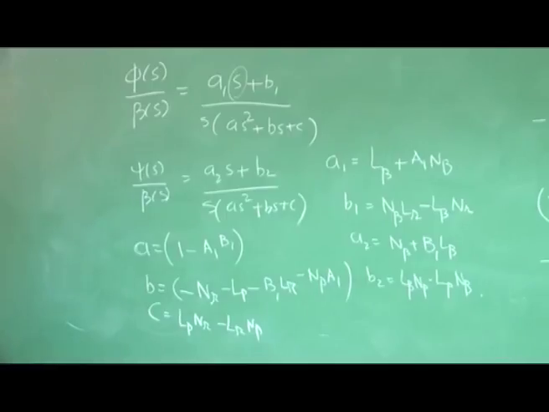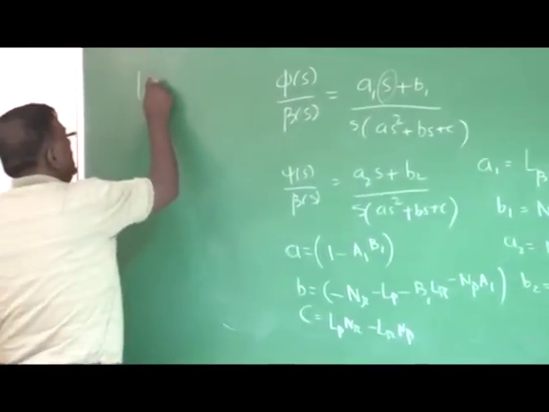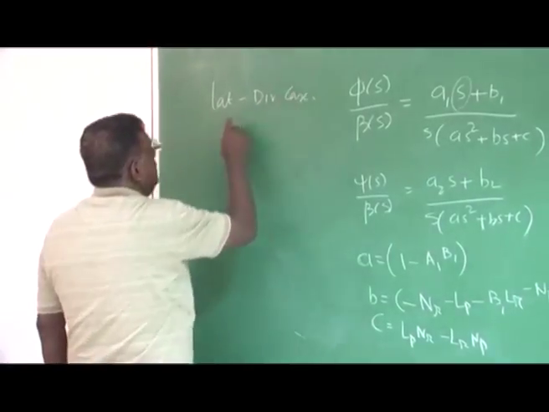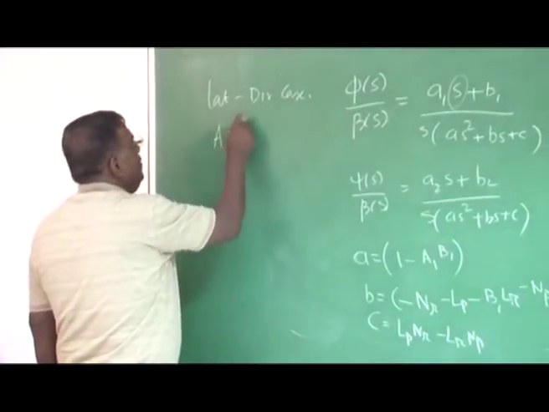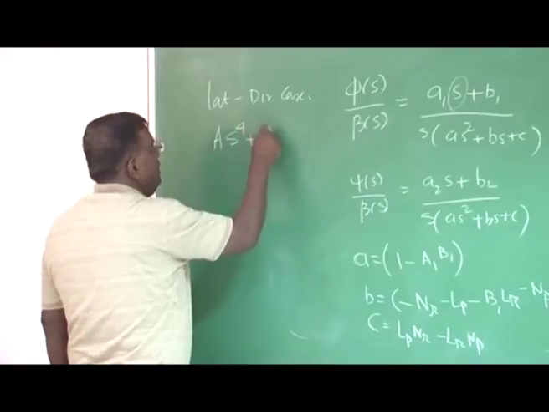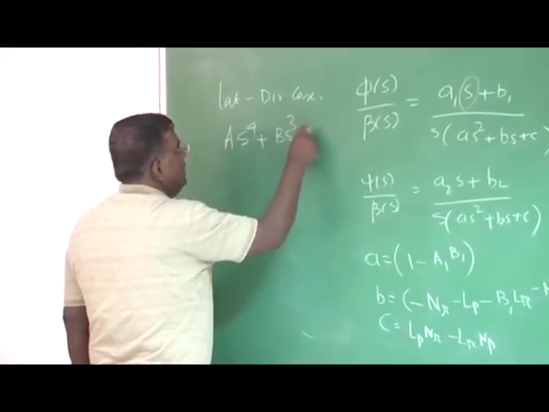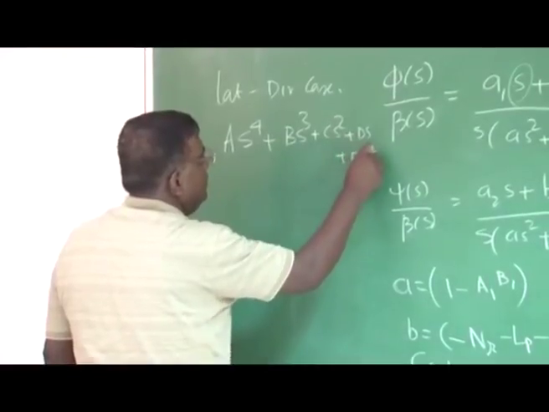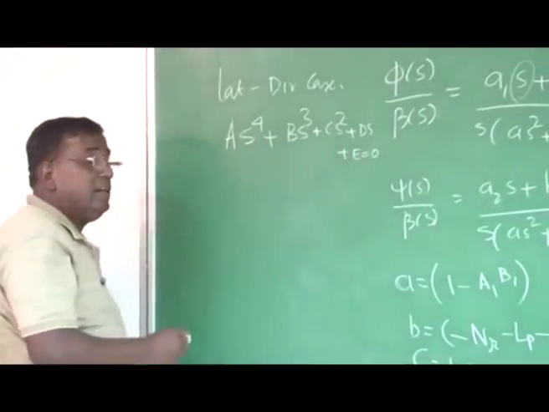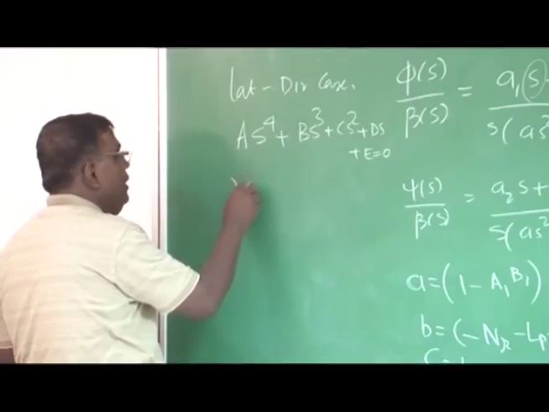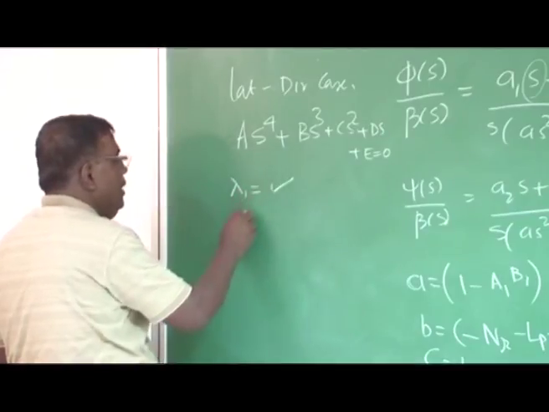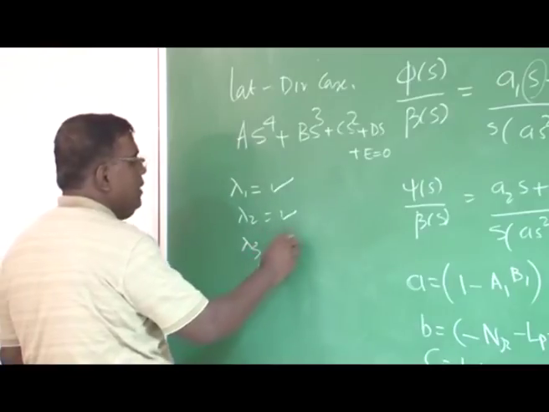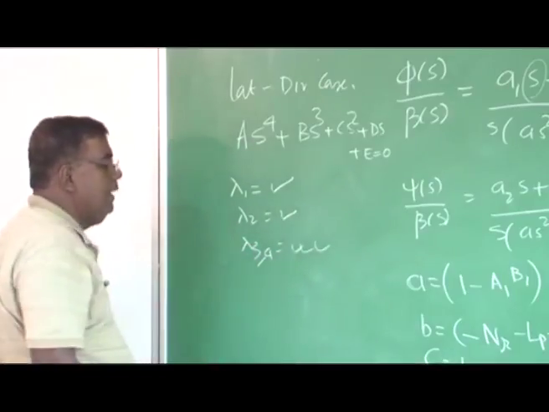Now the question is, for the lateral directional case, you again have an equation of the form A s^4 plus B s cube plus C s square plus D s plus E equal to 0. So for the lateral directional case, you have lambda 1 some value, lambda 2 some value, lambda 3, 4 some complex conjugate. Okay? So this is Dutch roll.